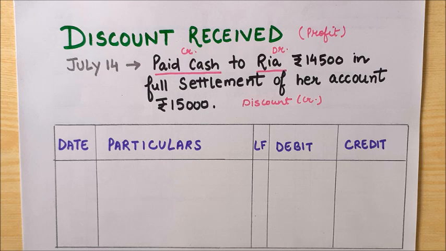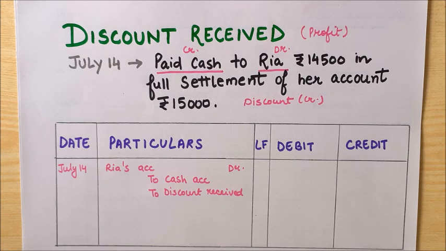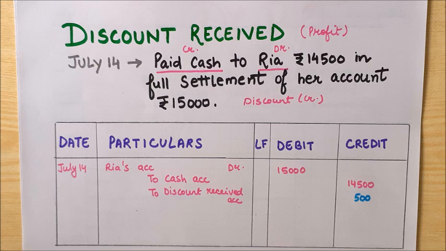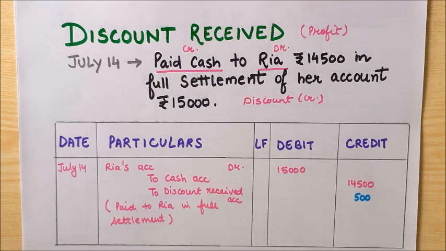So Ria's account debited as she is the receiver, to cash account and to discount received. 15,000 in Ria's account, 14,500 in cash account, and the difference 500 will come under the discount received column. Here is the narration that paid 14,500 to Ria in full settlement of the account.